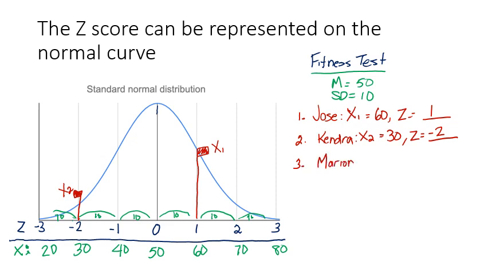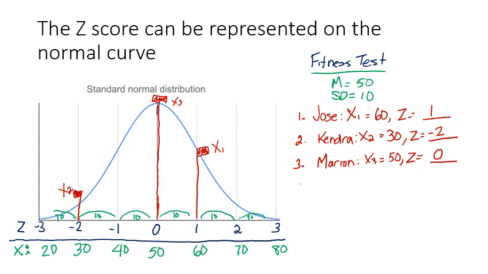Marion, X3 equals 50, Z equals blank. And so let's mark Marion's score. And here is the 50, so her score is right in the center. So let's get this marked as X3. And we can see that it's lined up with the z-score of 0, which makes sense because the mean of the raw score distribution is the same as the z-score of 0.